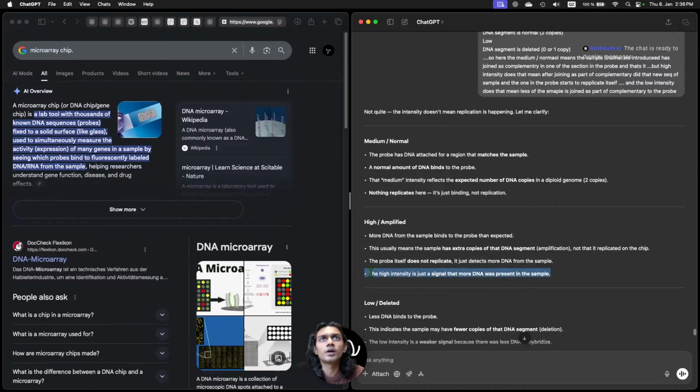More DNA of what? More DNA of what, like complementary to the probe?